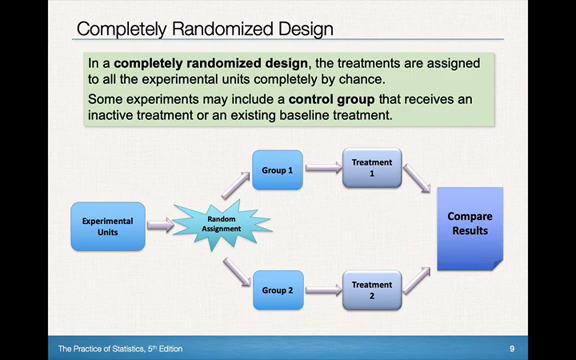So here we have a very generic sample of a completely randomized design. You would draw this picture and then you would describe it in paragraph form. This particular diagram doesn't show you a control group, but you could put one in there. You could do a third line here and say that you would have a control group that receives no treatment at all, and compare the results.